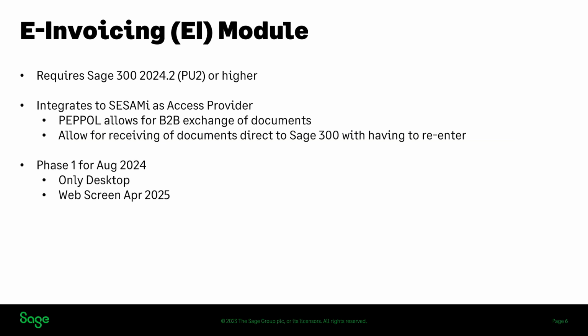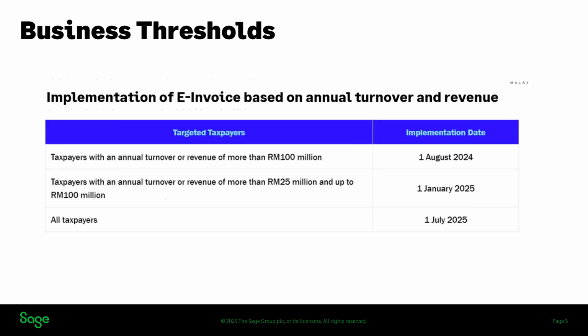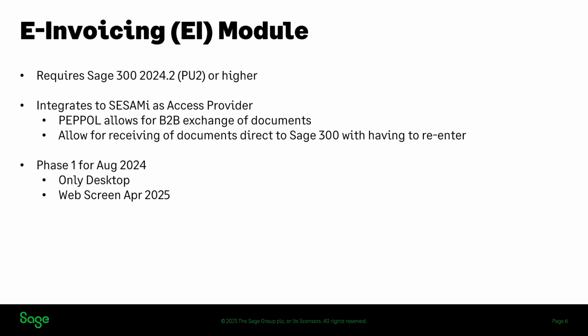For Sage 300, we have this module called EI, the e-invoicing module. It requires Sage 300 2024.2 or product update 2 or higher. So for customers who are not yet current on 2024.2, we strongly suggest now is the time to start talking with your business partners to start looking at or contemplating that upgrade. In August, actually this will come after that, but we will be releasing the 2025 version in August. So depending upon where you are on this threshold, if you don't have to meet the August deadline, and you're in that middle threshold for January, then you may also want to think about our 2025 release as well.